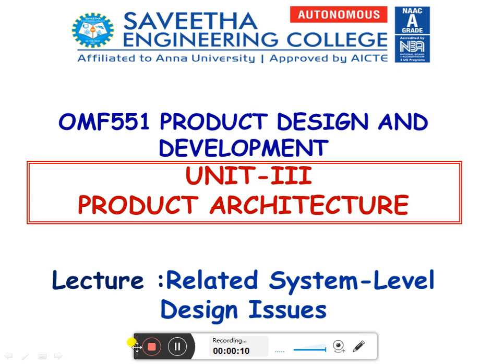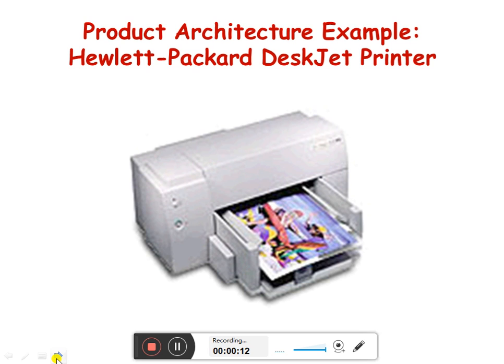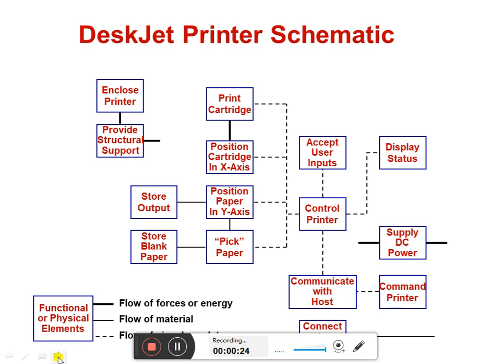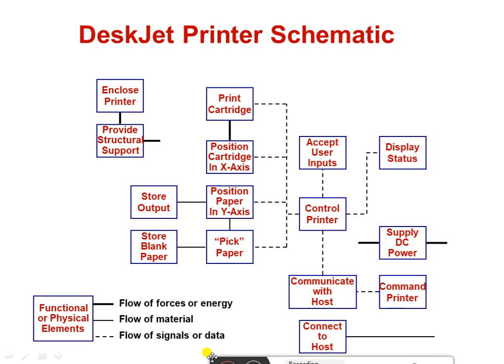Related System Level Design. So here in product architecture we have taken an example as a desktop printer. The layout diagram of the desktop printer we already discussed. Here is an overview of the desktop printer schematic diagram. Here we can see the operation of the desktop printer. The components, how it operates, and the flow diagrams are mentioned here. So this is the architecture of a desktop printer.